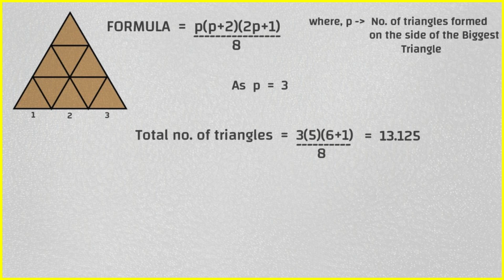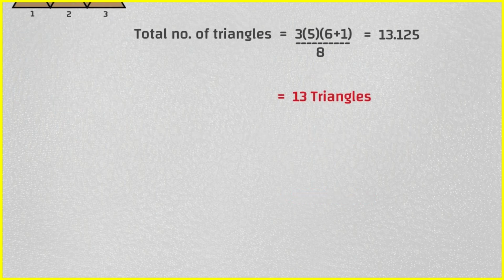Now remember, consider only the integer part of the answer, that is 13 here, as a triangle cannot be in fractional form. So the total number of triangles in this figure or in any figure is always a whole number. And in this figure, the total number of triangles possible is 13. Let's just look at one more example to get a better understanding of this sum. Let's try to calculate how many triangles are possible in this figure now.